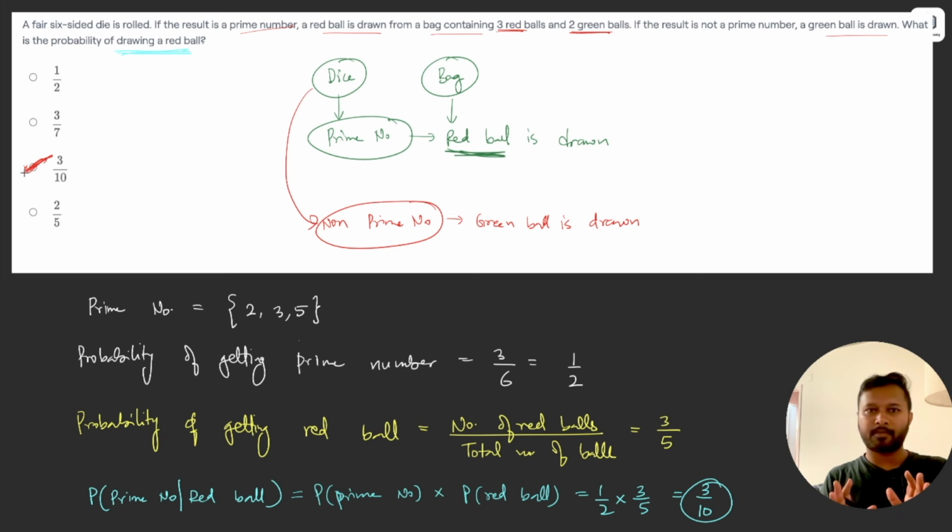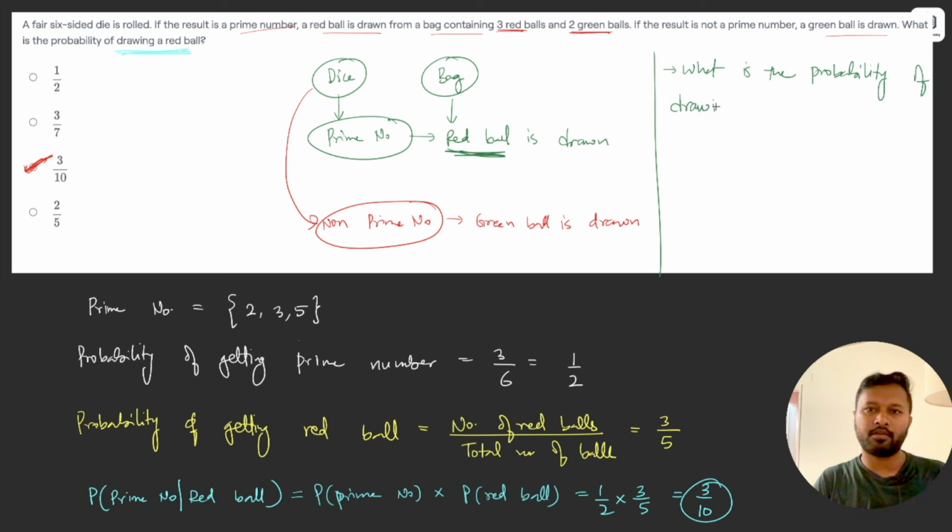Now, because I have discussed this and I think it is clear to you how this question is done, let us assume that the question was a little bit different, and let's say the question asked what is the probability of drawing a green ball. Okay, so what is the probability of drawing a green ball?